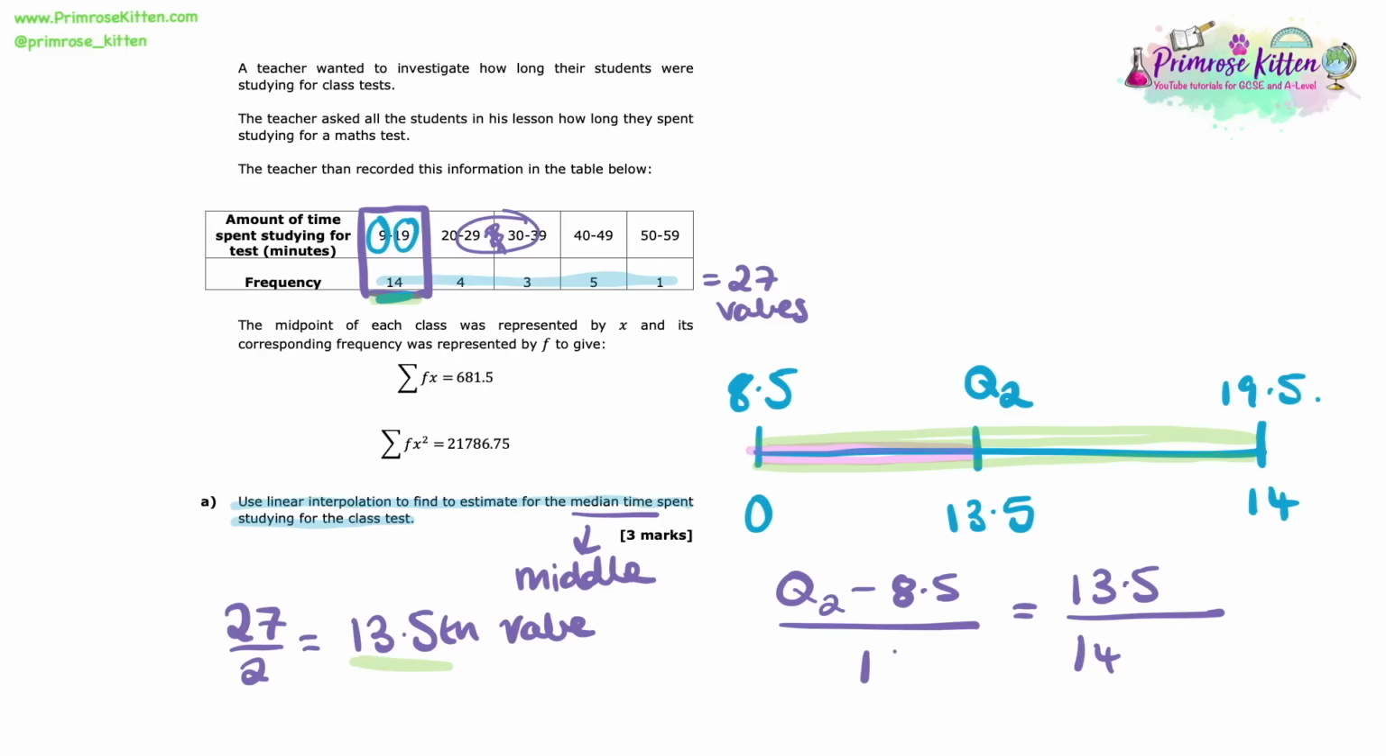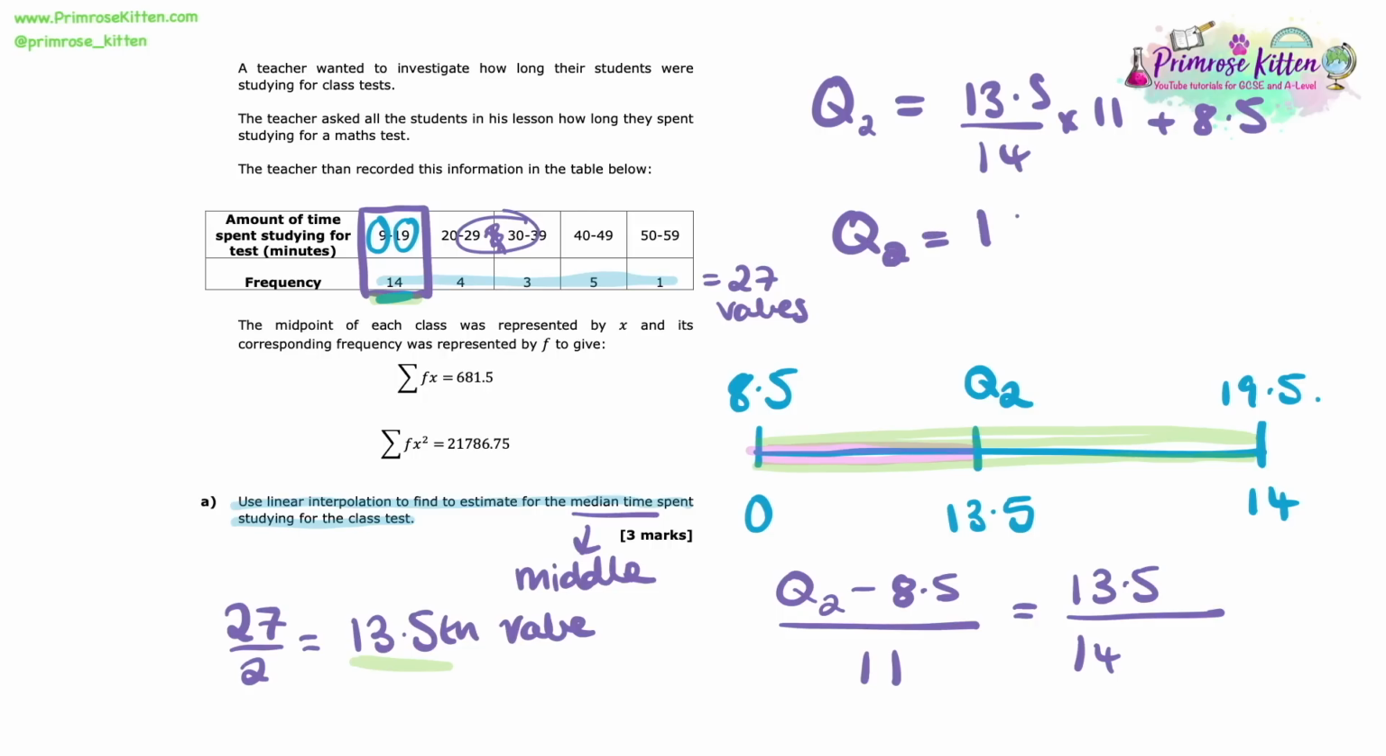So now that we've simplified this, all we need to do is rearrange this to get what our median Q2 is. So Q2 equals 13.5 over 14 times 11, and then plus 8.5. Popping that into the calculator, I end up getting 19.1 if I round that to one decimal place. You could round it to a different amount, so long as the answer is correct, you get your marks.